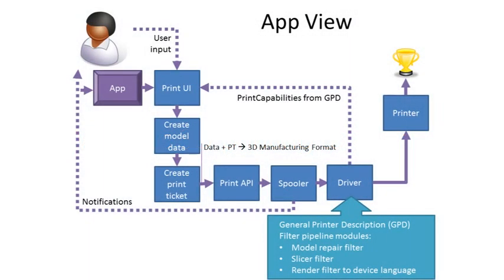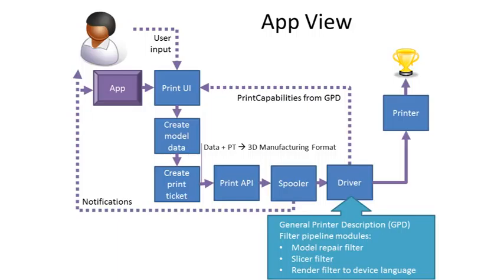This diagram shows the app's view of 3D printing. On the left you see a user interacting with an application. The application is responsible for generating a print UI. This UI provides the options and preferences to the customer, describing how they want to print this model. And then the app creates model data and a print ticket. The print ticket is the app's settings based on the print UI, which is then fed into the print API. The data and the print ticket we call the 3D manufacturing format.